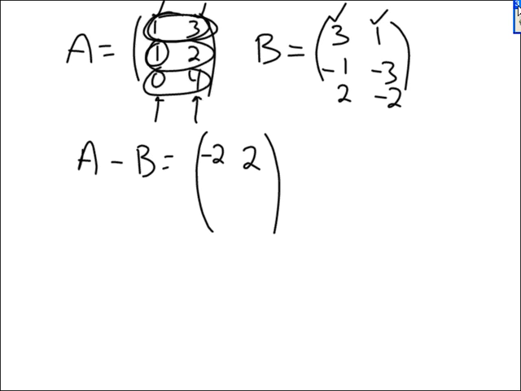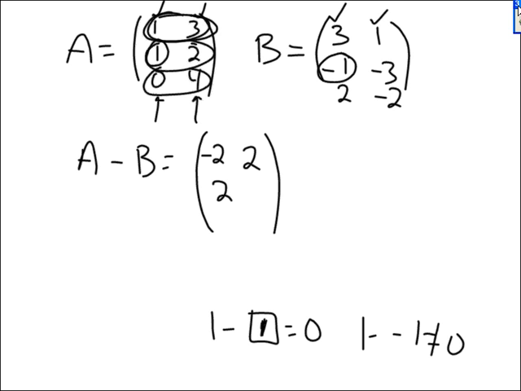Second row. 1 minus a negative 1. Well, we all know that 1 minus 1 gives you 0. Therefore, 1 minus a negative 1 can't be 0. It happens to be 2. 2, take away a negative 3.